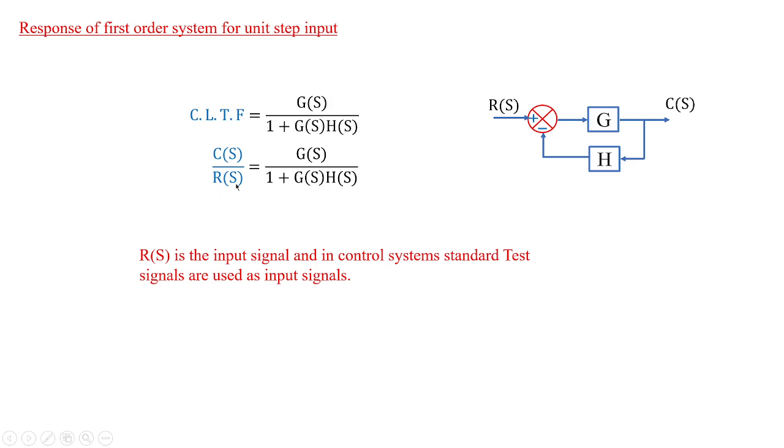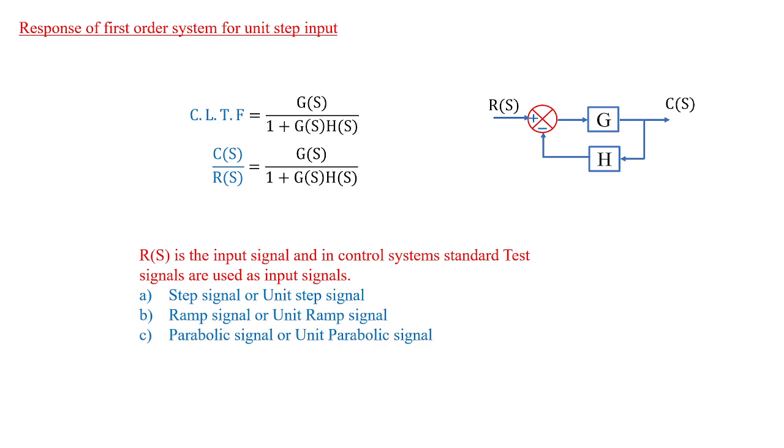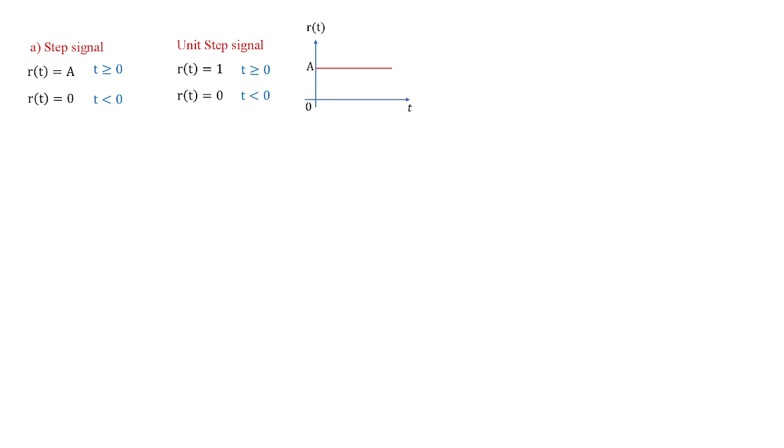We have also seen that R(s) is the input signal, and control system standard test signals are used as input signals. What are those test signals? Step signal, ramp signal, parabolic signal, and impulse signal. Also, we have seen the response of step signal as well as unit step signal, where you have R(t) equal to A for step input and R(t) equal to 0 for t greater than or equal to 0 or t less than 0, and if A is replaced by 1, then this is how the waveform looks.